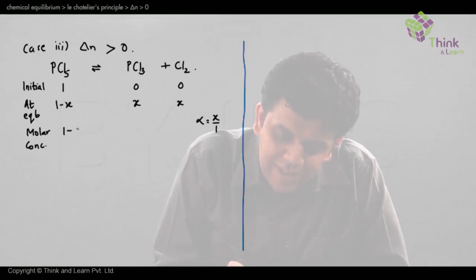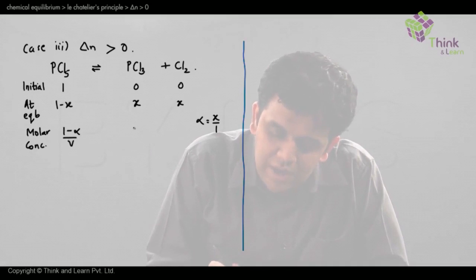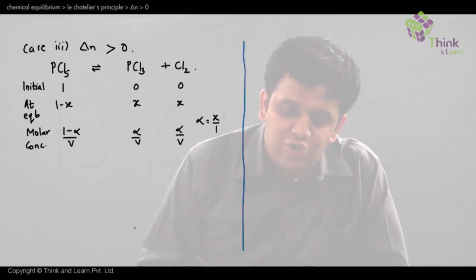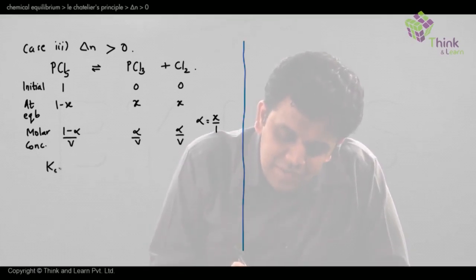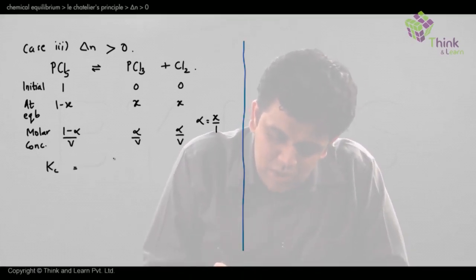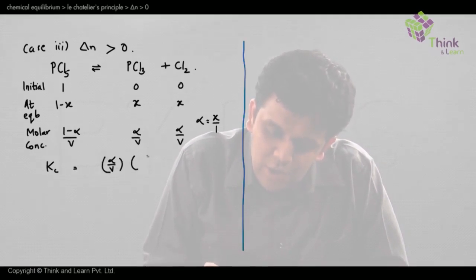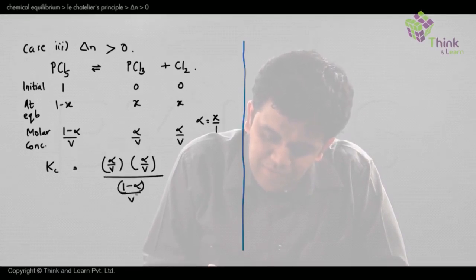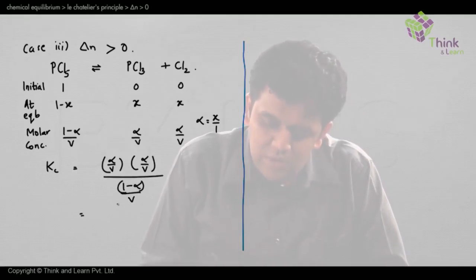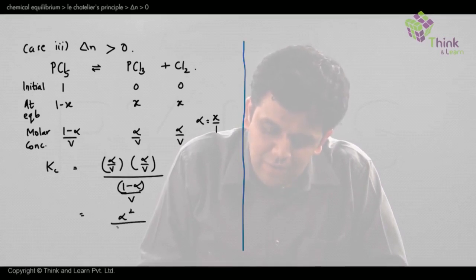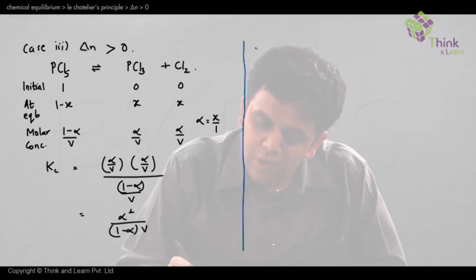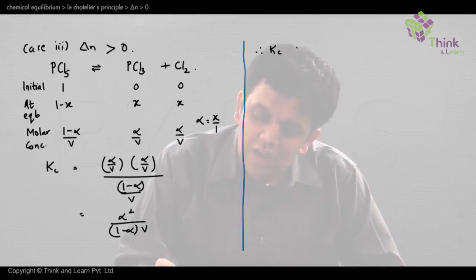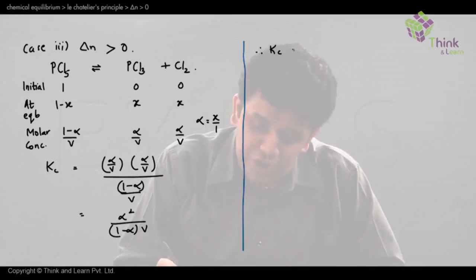We'll get 1 minus alpha by V, alpha by V and alpha by V as the molar concentrations. So now Kc is equal to alpha by V into alpha by V divided by 1 minus alpha by V. So therefore Kc is equal to alpha square divided by 1 minus alpha into V. So therefore Kc and V are inversely proportional.